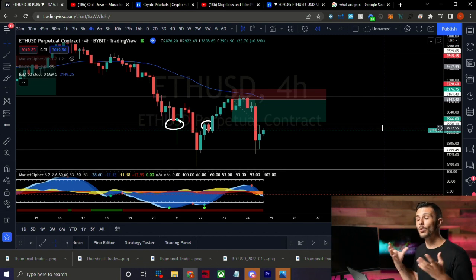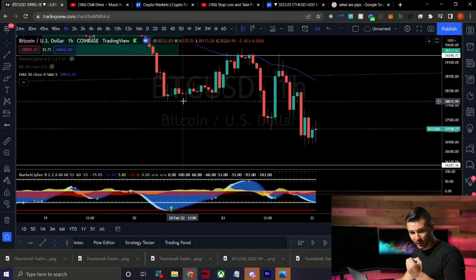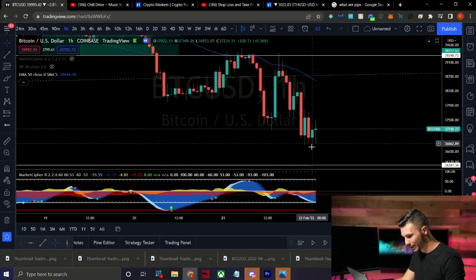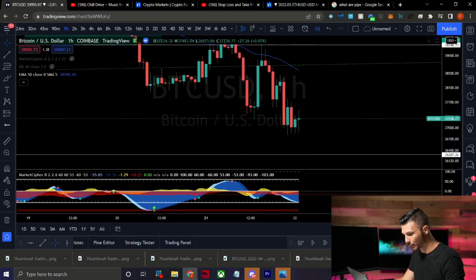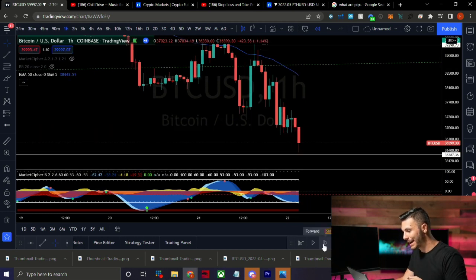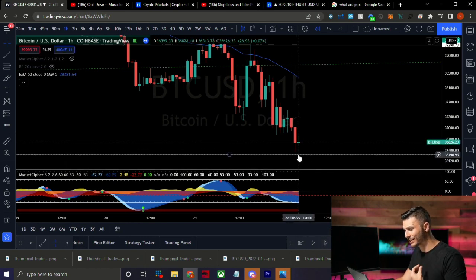Now let's go on to our second method, and that is setting your take profit above the last swing high or below the last swing low, depending on if you're longing or shorting. Okay, so now we are on our Bitcoin 1 hour chart. And let's say that you see price approaching one of your support lines, right? Let's move forward in time a little bit. You see it getting closer and closer, and you see it starting to bounce.